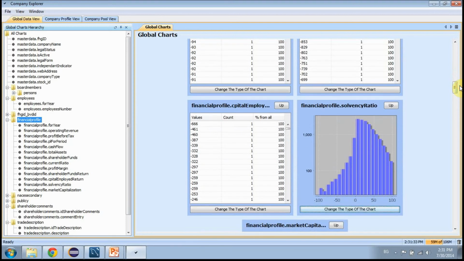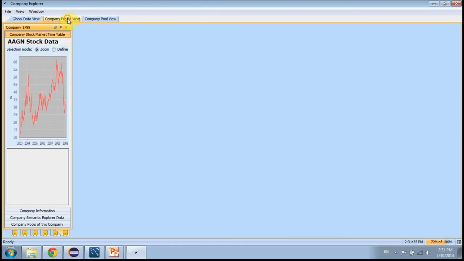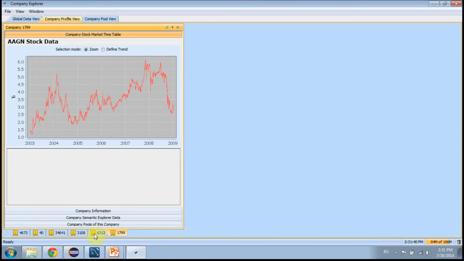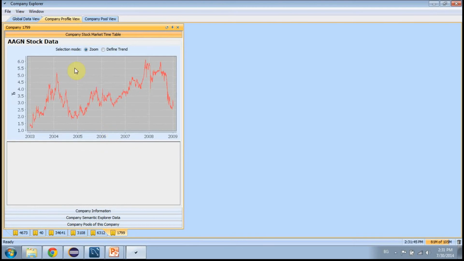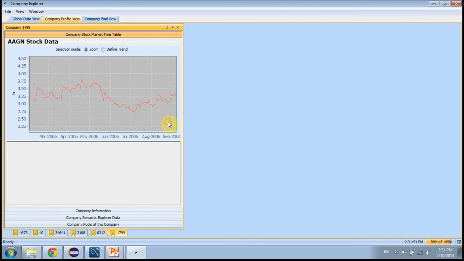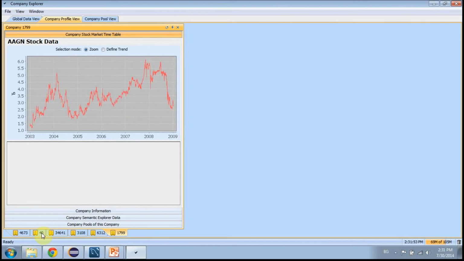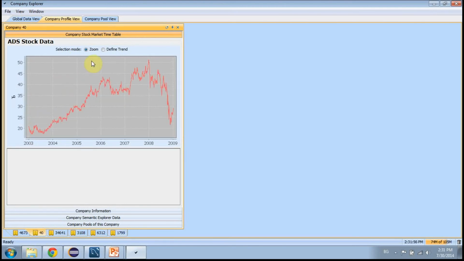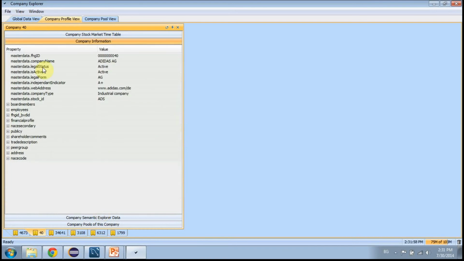And now, after we already know what is big, what is small, let's open the company profile of a single company and see what it contains. Well, for example, this company is on the stock market, and we can see how the stock has been moving through the years. For this one as well, and we can see this simple, structured data of the company. This is Adidas. It has the independent indicator of A+.